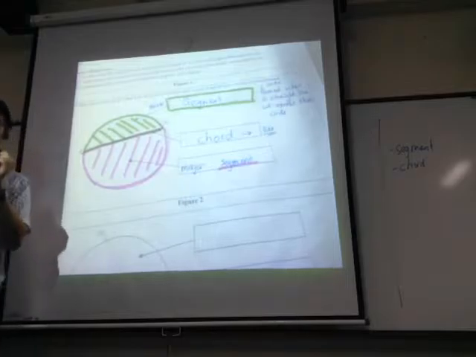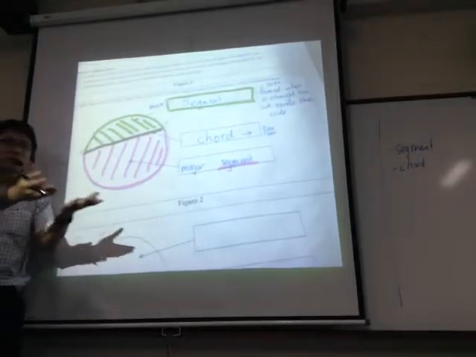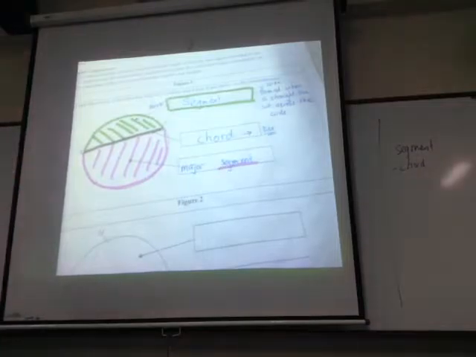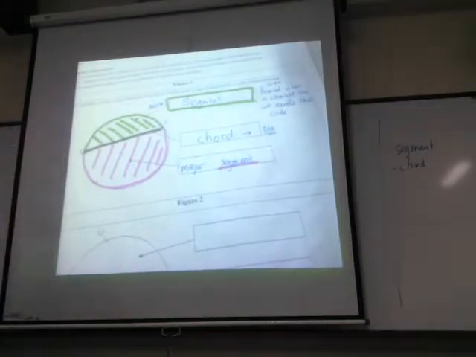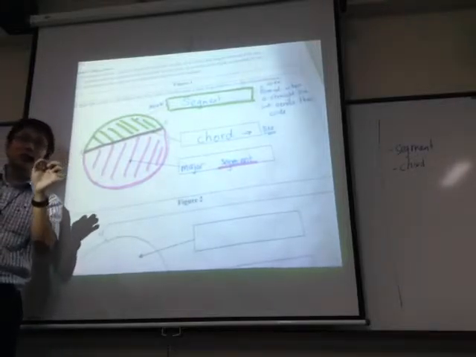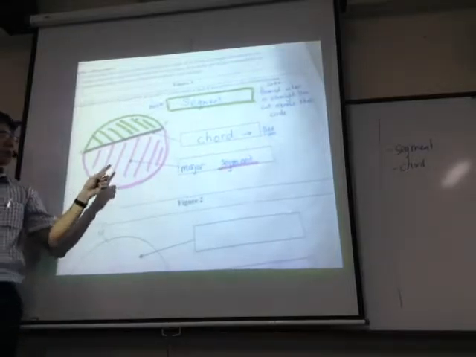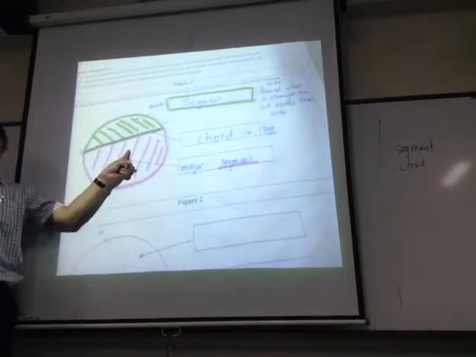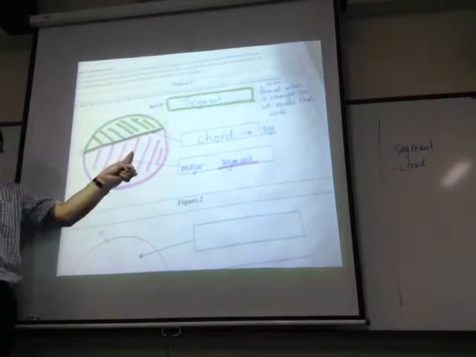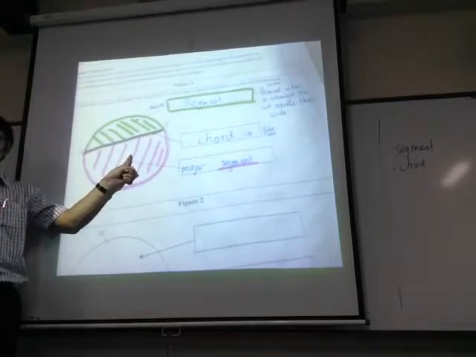What is special about a semicircle? It passes through the middle. Very good. What is the middle of the circle called? You all call it the center. You all call it that before. So diameter is actually a special line. Diameter is a special chord that passes through the center of the circle.